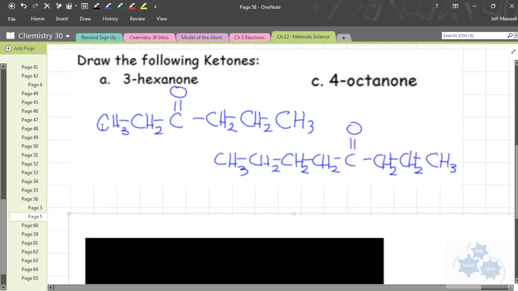3-hexanone. So we've got 1, 2, 3, 4, 5, 6. We should have 6 listed there, and on the third one we should have our ketone group. 4-octanone. You have 8 carbons, and on the fourth one, your ketone group. Please remember you have the H3s on the ends, right, and the H2s in the middle. Just make sure you count around each carbon, 1, 2, 3, 4 bonds, and this carbon is going to have 1 bond here to this carbon, 1 bond to this carbon, and then it needs 2 more hydrogens. That's how you keep track of that. Okay, any questions on that?